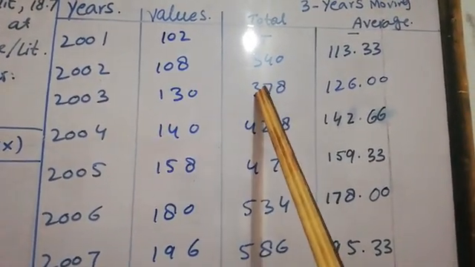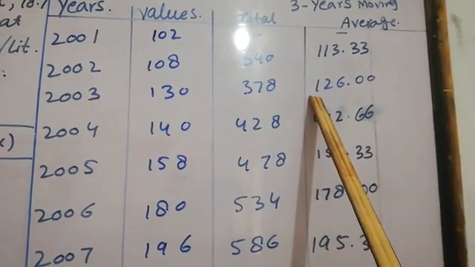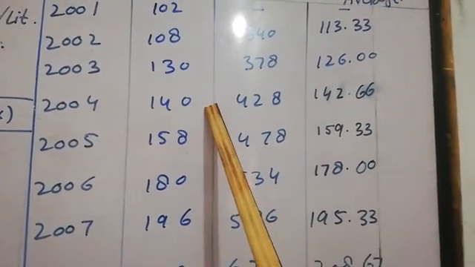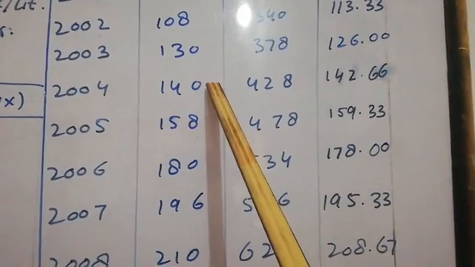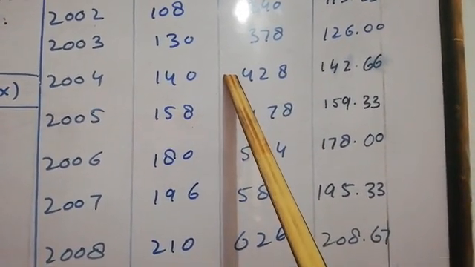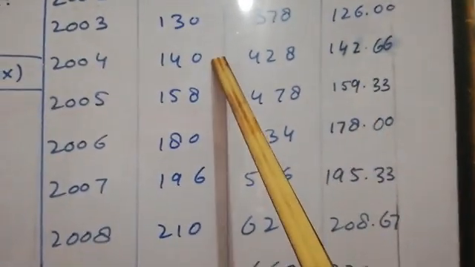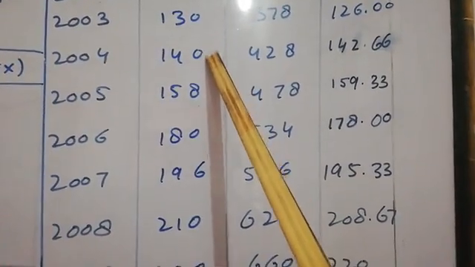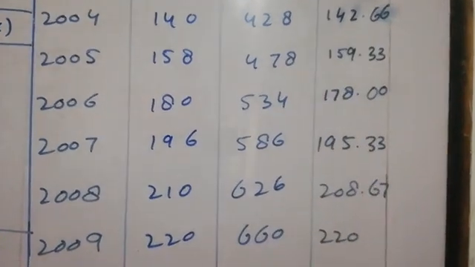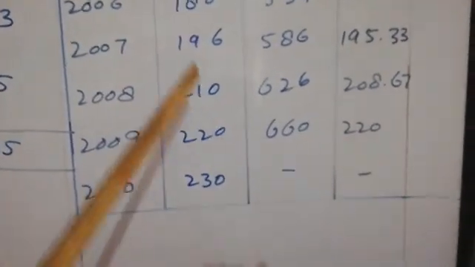Then we will add the next 3 values, 108 plus 130 plus 140. Their sum will be 378, and we will divide by 3 and get the answer 126. Then we will add the next 3 values. We will remove the first one and add the next one, 130 plus 140 plus 158, and their sum is equal to 428, and their average is 142.66. Again we will add these 3 values, 140, 158, 180, and get the answer.